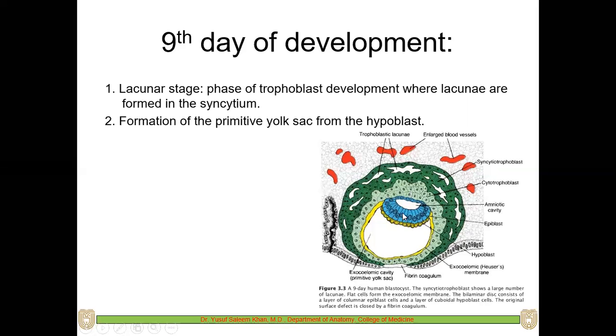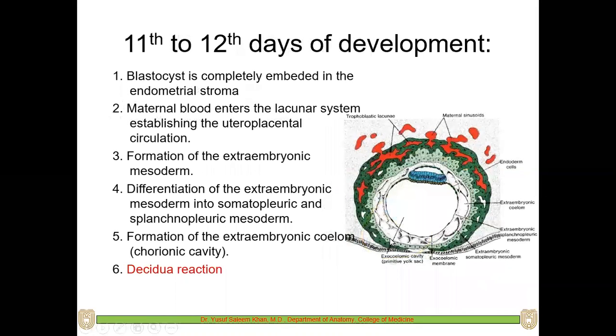So now there are two cavities, the amniotic cavity and the primitive yolk sac. Now by the 11th to 12th day, there were many changes taking place. The blastocyst is completely embedded in the endometrium wall. As you can see here, this is the endometrium. It has completely entered the endometrium wall, and now there is formation of a thin plug. The whole of the eroded wall has regrown and there is a thin plug.